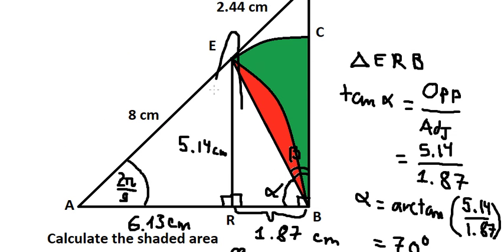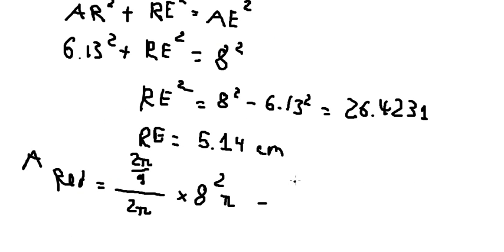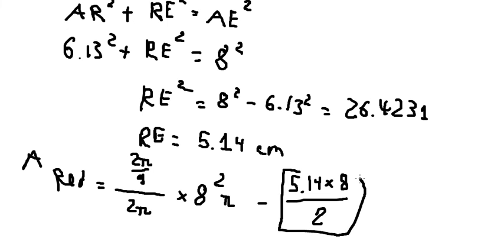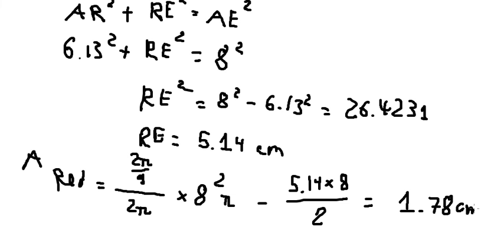So we have the height and the base. So we have 5.14. We multiply by 8. We divide by number 2. This is the area of the triangle in here. And we calculate this one. And we have 1.78 square centimeters. And now we want to find the area of the ring.